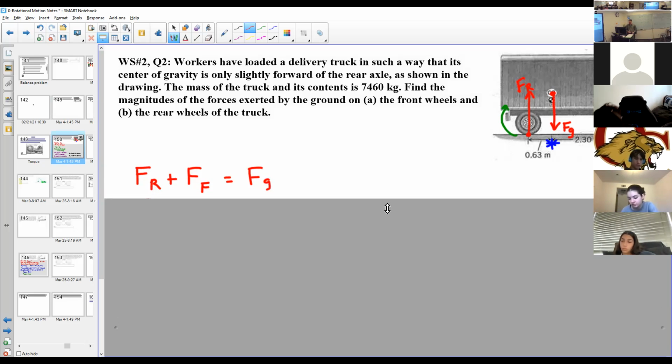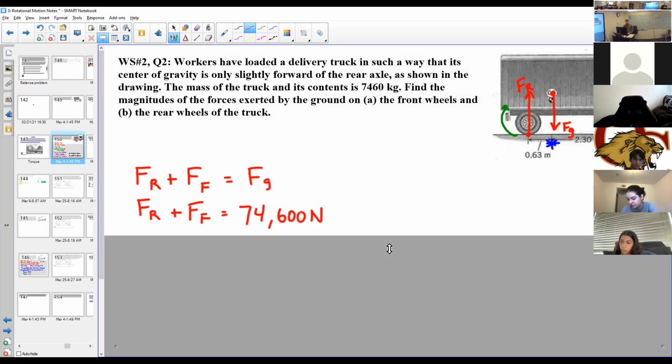So here's my force equation. The upward forces, the normal force on the rear wheel plus the normal force on the front wheel, are balanced by the weight force, the only downward force. So there are two upward forces and one downward force. I know the truck is not going to fly into the air or dig into the ground, so it is going to be balanced in terms of force. The only force that I can calculate, though, is the weight of the truck.